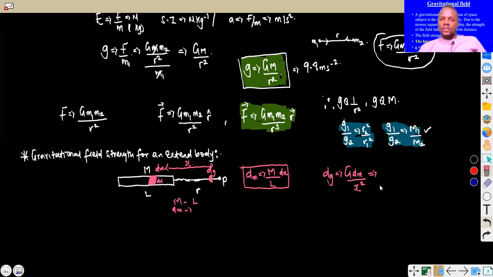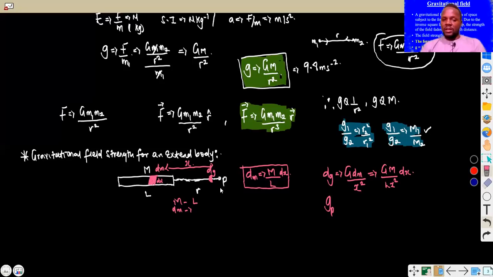So now we can say directly that if we substitute the value of dm, it is given as G capital M, which is the mass of the extended body, divided by L x squared, then dx. So if you want to get the gravitational strength at P, which technically I can call GP, for you to get that, which is what we are considering.